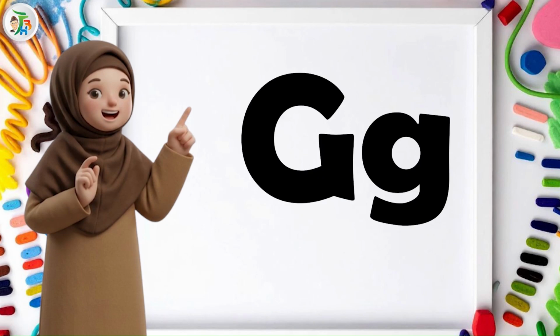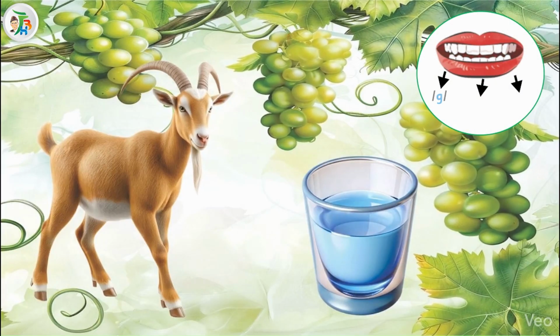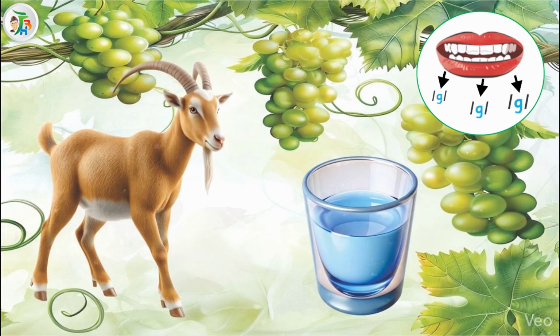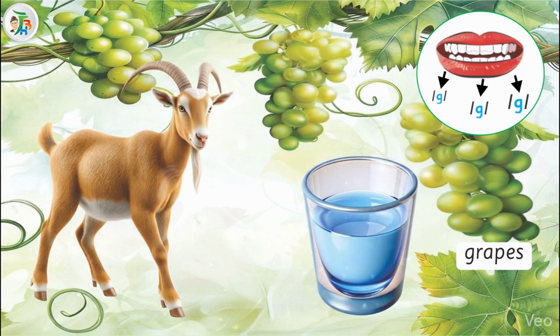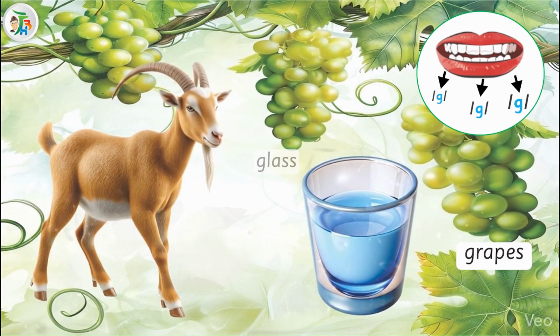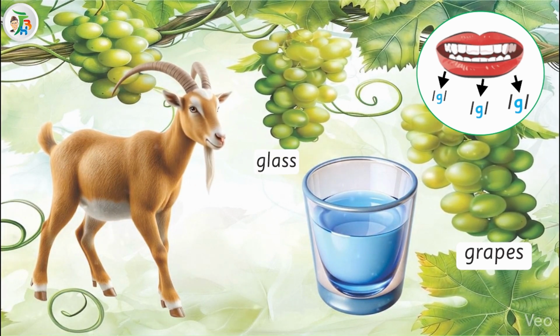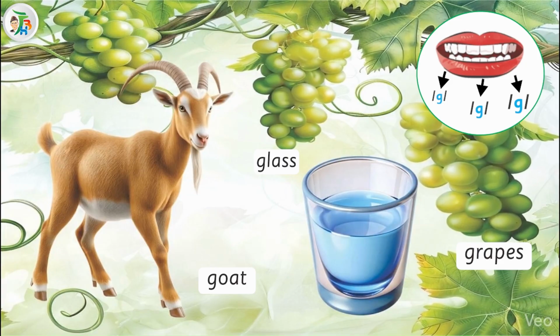Letter G. The letter G says G, G, G. Look at the grapes. Grapes. Look at the glass. Glass. Look at the goat. Goat.